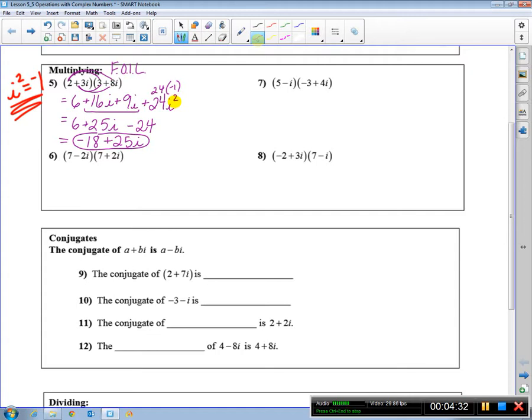Let's keep going. Number 6. FOIL. 7 times 7. 7 times positive 2i. Negative 2i times 7. And at the end, negative 2i times positive 2i is a negative 4 i squared.